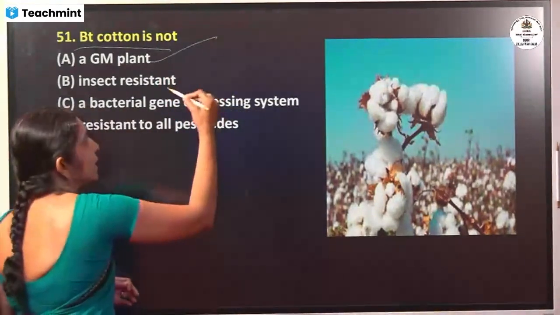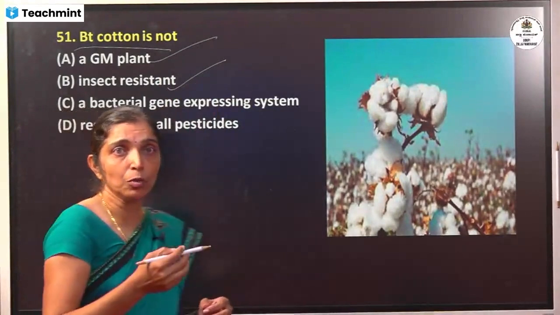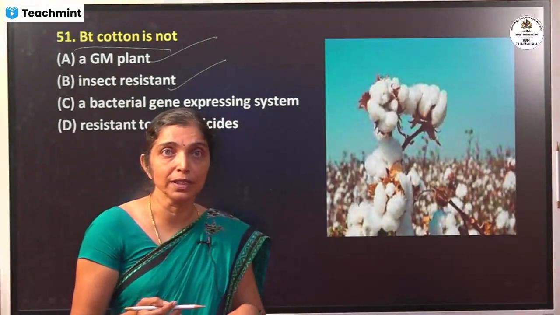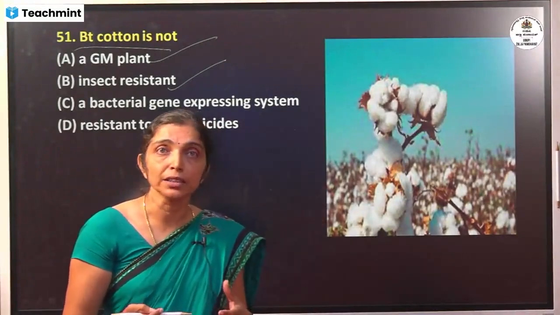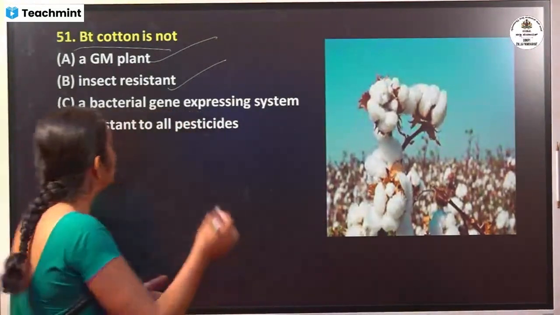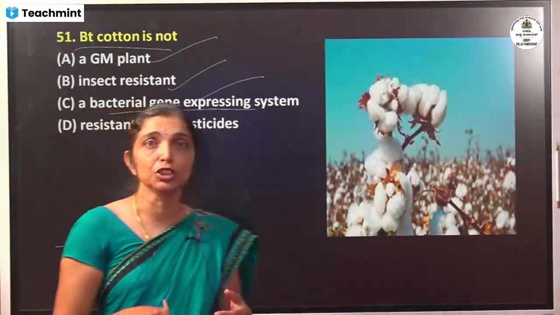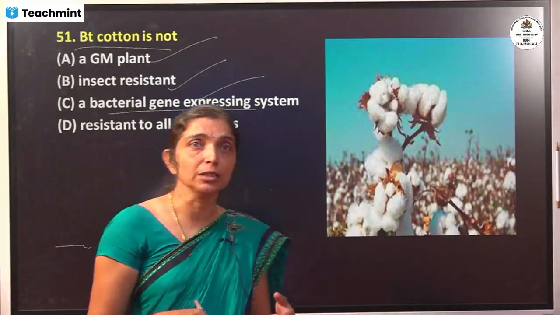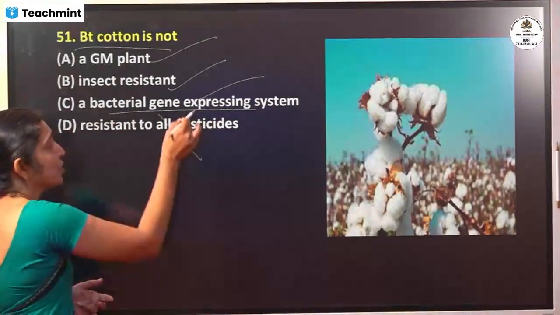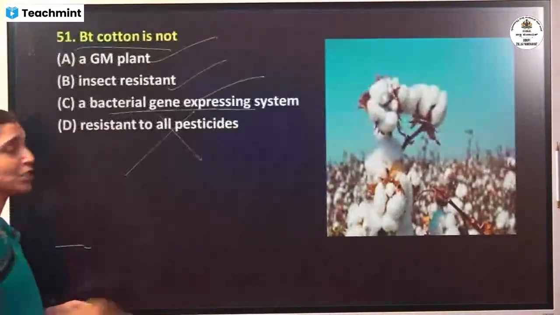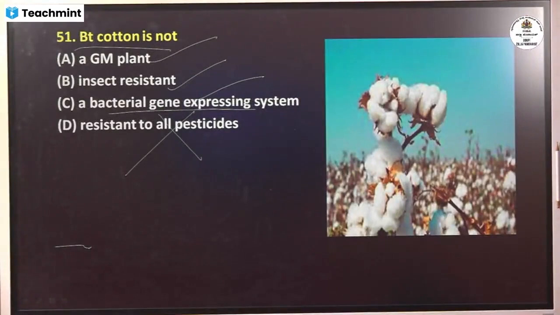It is insect resistant, yes. Cotton bollworms and all, it is resistant to it because it has that insecticidal protein within it, which has been isolated from Bacillus thuringiensis. So it is a bacterial gene expressing system, yes, because it has a gene which has been isolated from the bacterium. Resistant to all pesticides, no, it is not resistant to all pesticides. So the right option, BT cotton is not D, resistant to all pesticides.